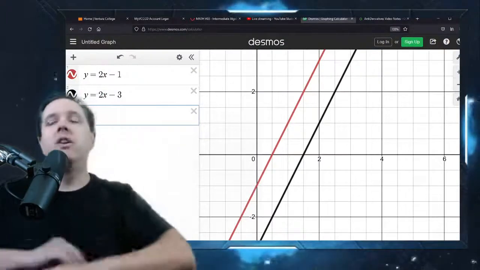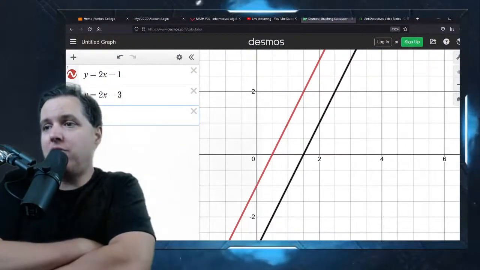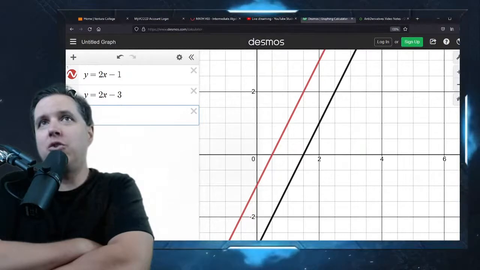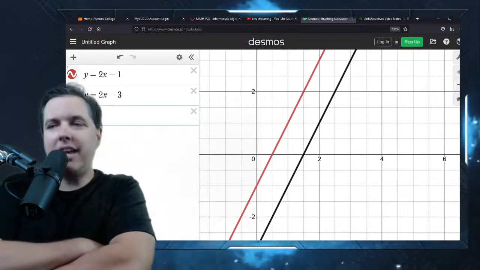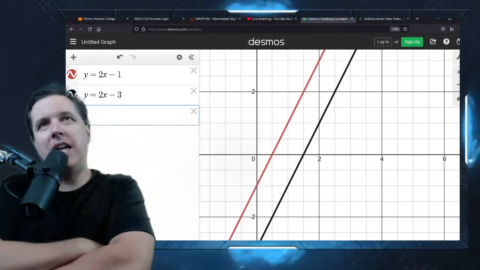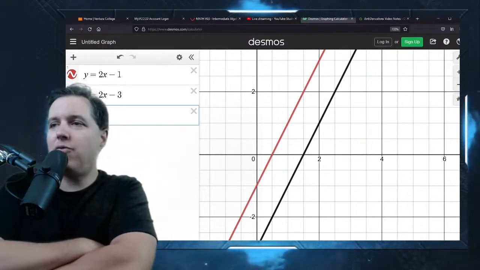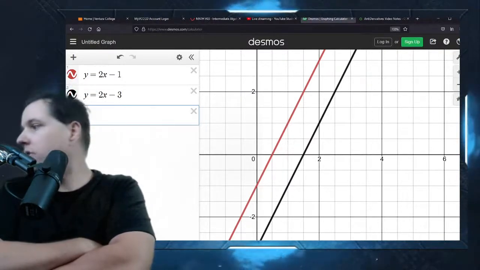So this is the second picture that you should have memorized. When you're doing a problem, this picture should pop up in your head and you go, oh, this is like that problem where there are two parallel lines that never touch each other. Therefore, there's no solution. Okay.